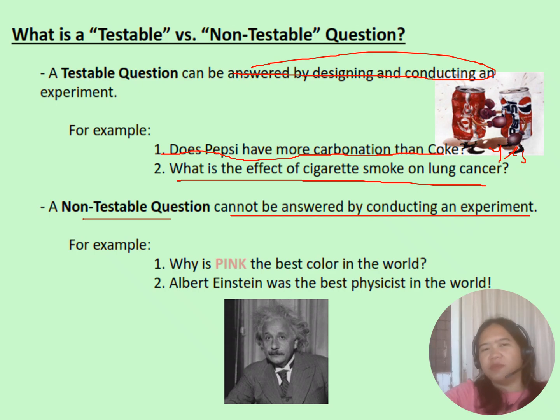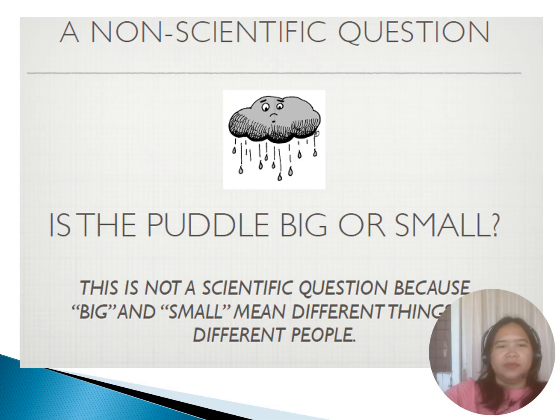And the growth of cancer cells, maybe. So that's it. Next, a non-scientific question: is the puddle big or small? Now, when you say big or small, the words big and small are not scientific because it's based on a person and how they view a thing, if it's big or small. So you have to restate this by changing the words big or small.